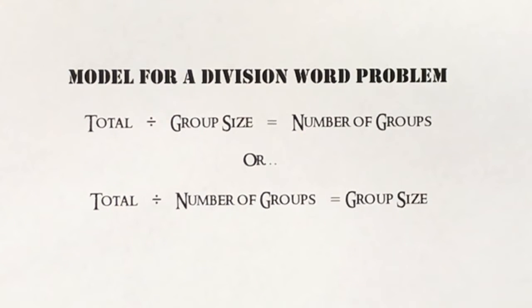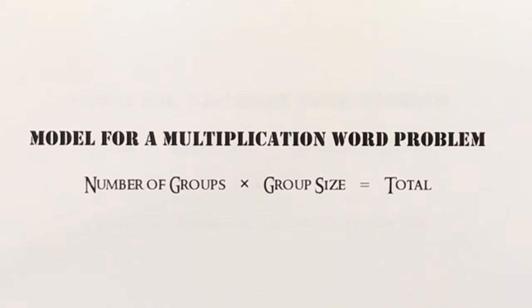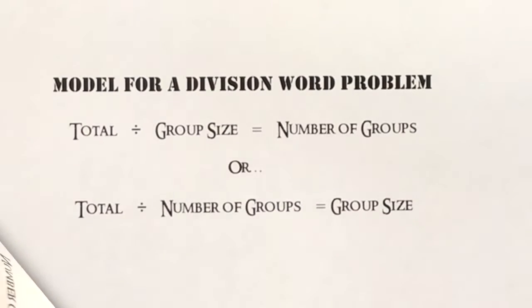If you'll recall, with a multiplication word problem, this is what we had. We had number of groups times group size gives you a total. That's what we had for a multiplication word problem model. Now take a look at this again. Here, in a division problem, we've got the same parts.